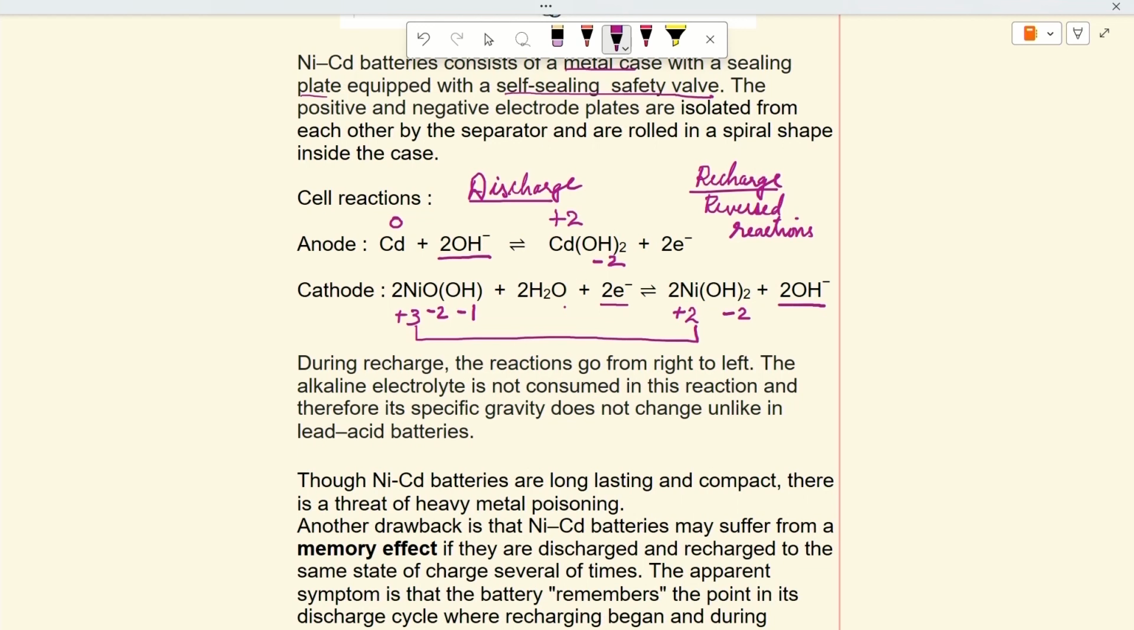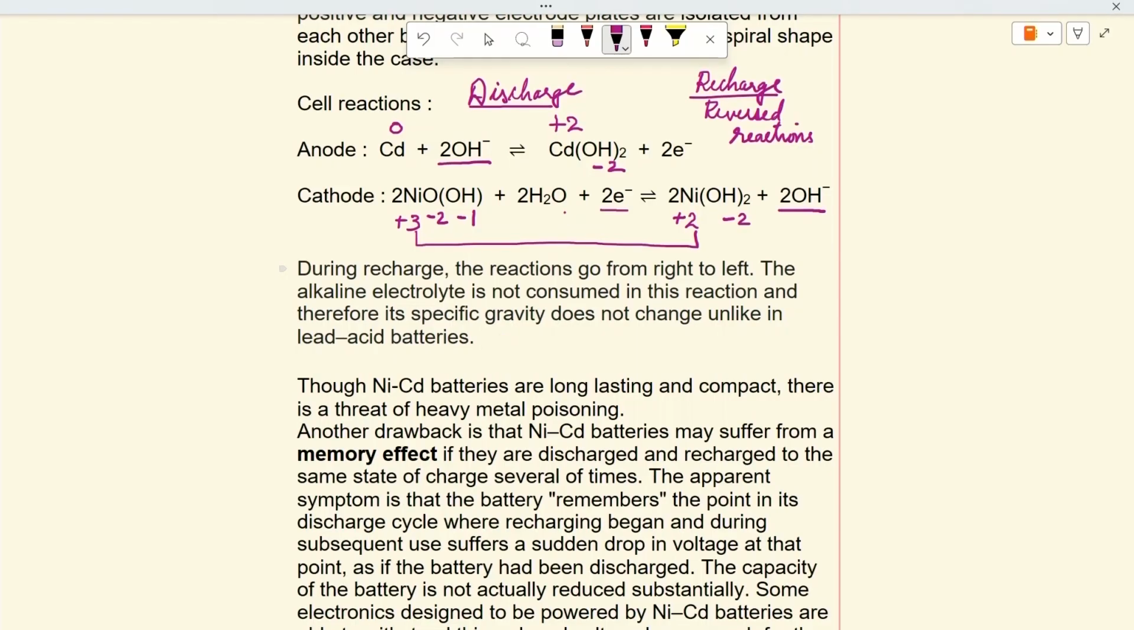Now, remember the lead acid batteries, what happens is the sulfuric acid is being consumed, the sulfate ions are taken up by the lead to form lead sulfate. While in this case it is not the case, the hydroxyl ions are not used up, and therefore, the specific gravity of the electrolyte does not go down. It is retained as such. So, you can expect a longer life for nickel cadmium batteries rather than the lead acid batteries, but it is a bit costlier than the lead acid batteries.